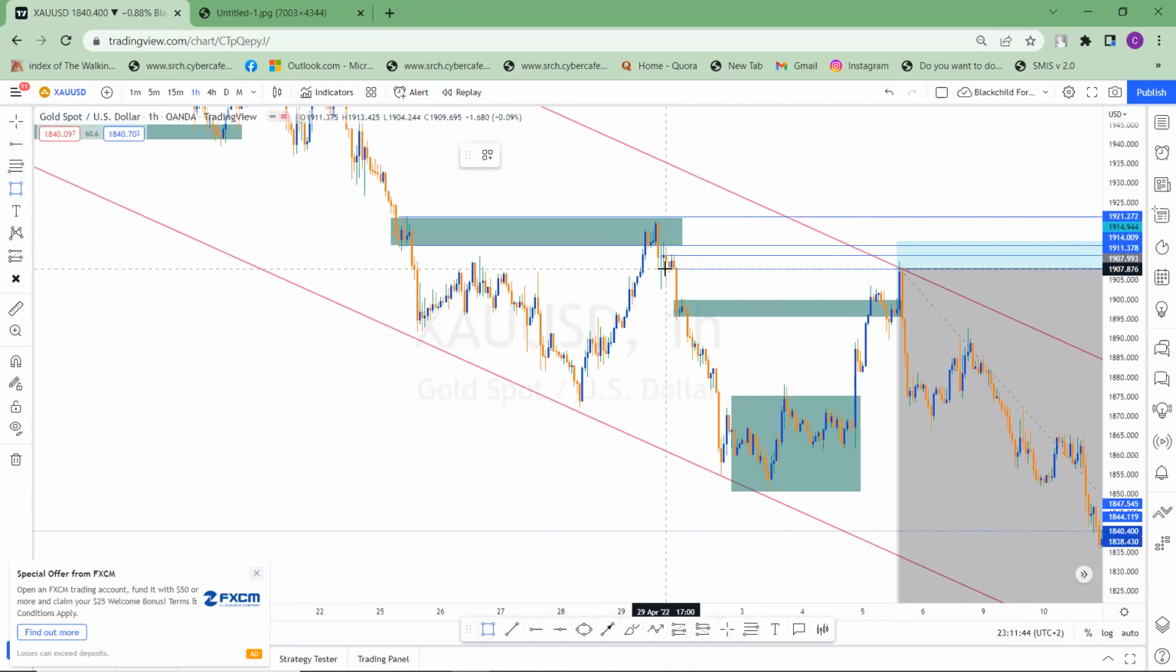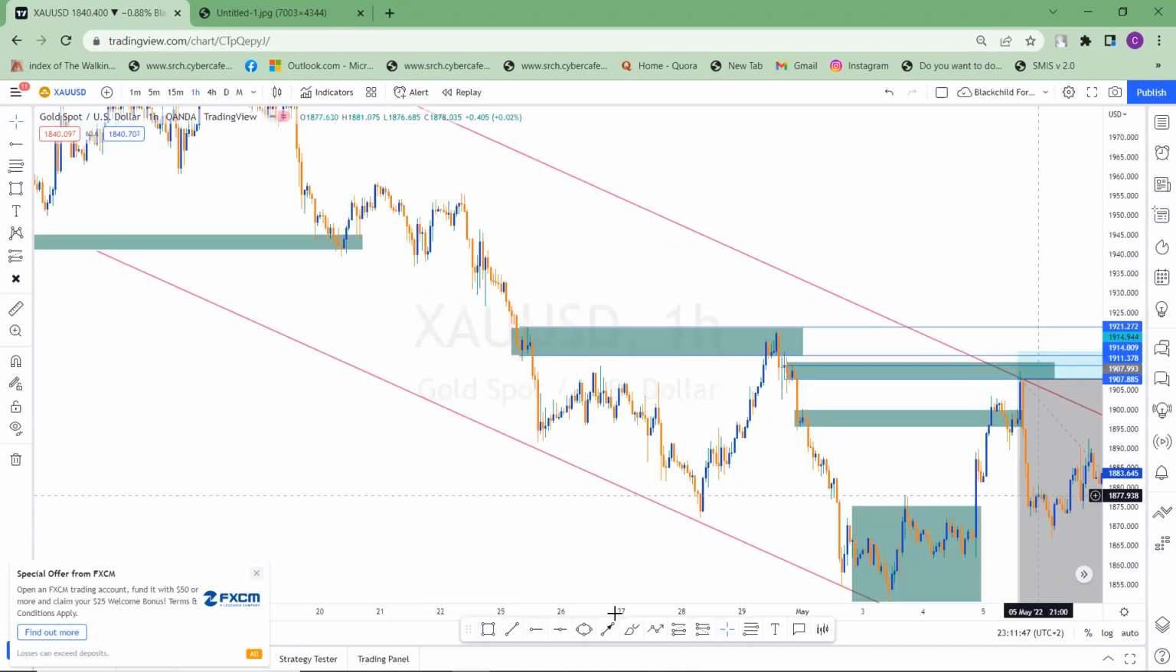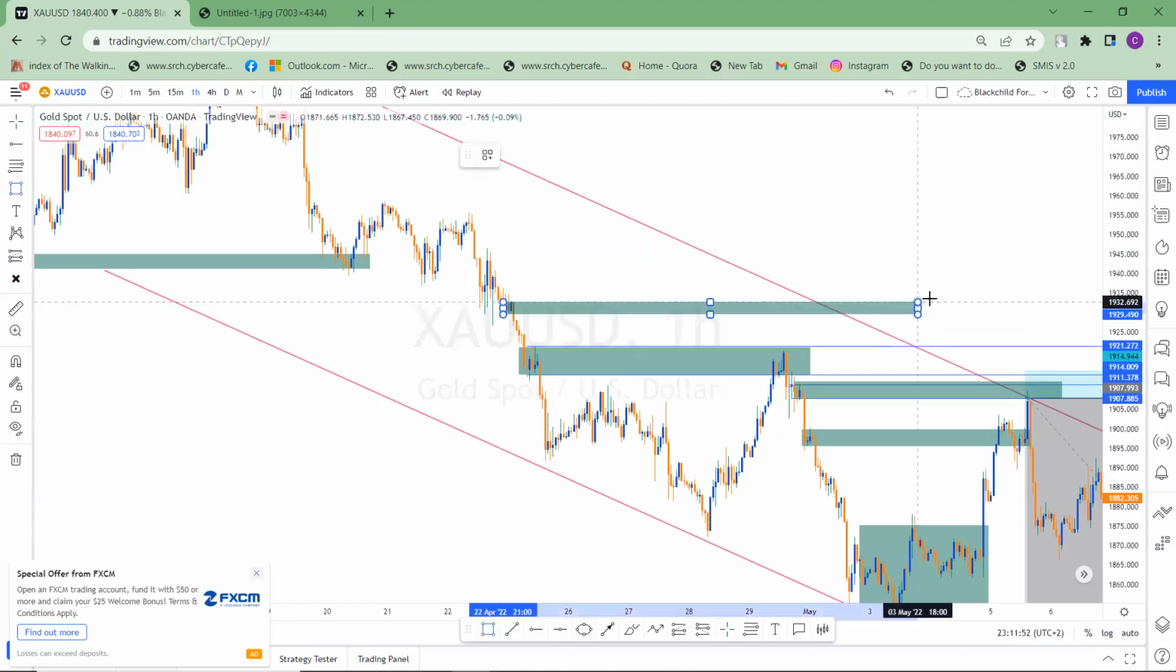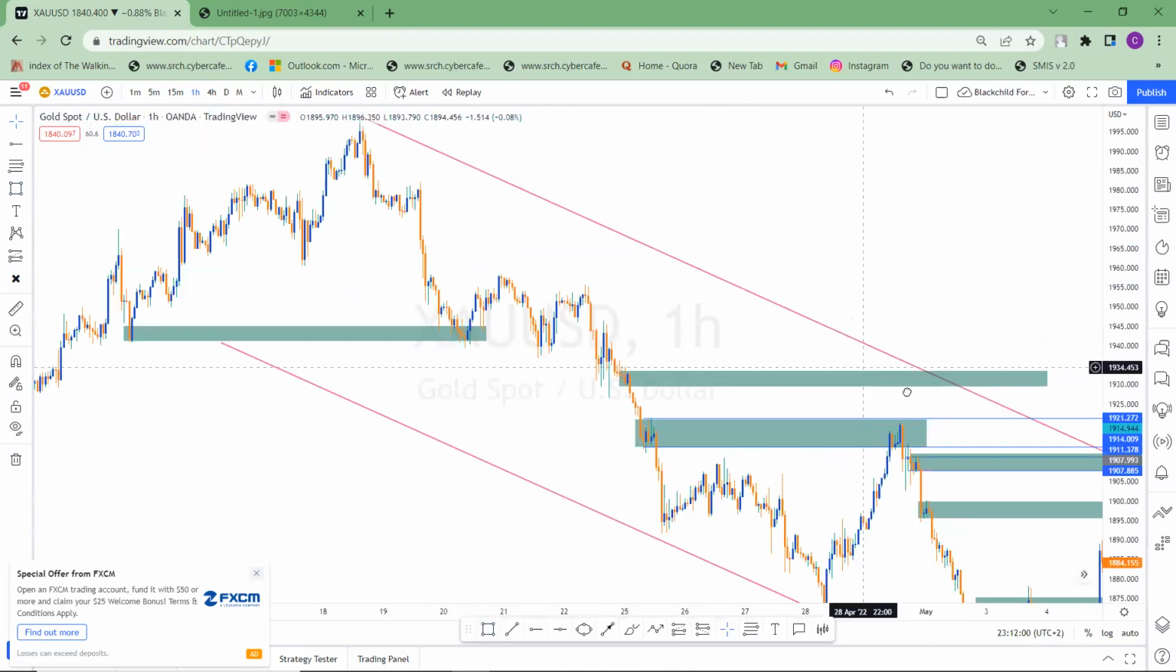You can see here, this should be the valid order block. This is another order block. Price could have come and reversed in this zone. Actually, I was looking forward to start selling in this zone, but it did not happen like that. So it's not every order block.